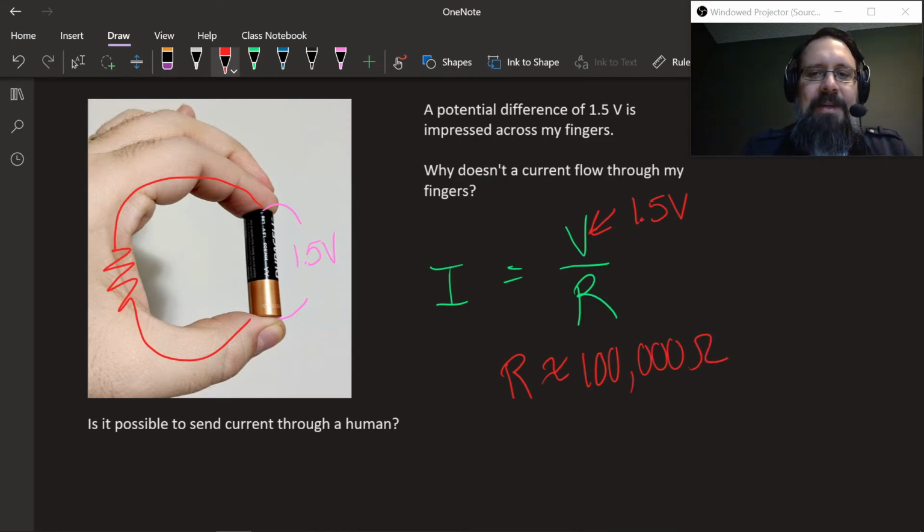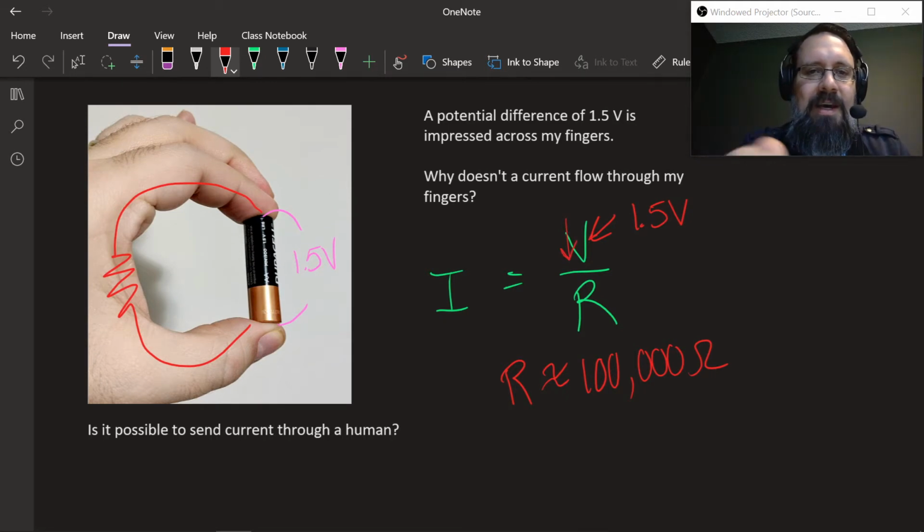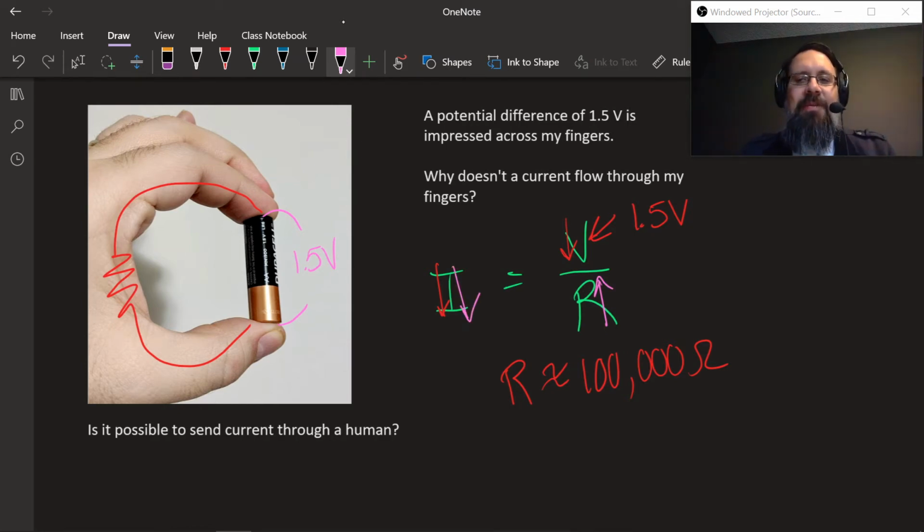So what happens is we've got a pretty small voltage, 1.5 volts, and a huge resistance. A small voltage is going to cause a small current, and a huge resistance is also going to cause a small current. So both of these things contribute to there being no current, or the current is so small it's not able to pass through. There's just too much resistance in my hand, so the current can't flow through my fingers. I'm not going to get shocked from a 1.5 volt battery. The resistance of my hands is just too large.